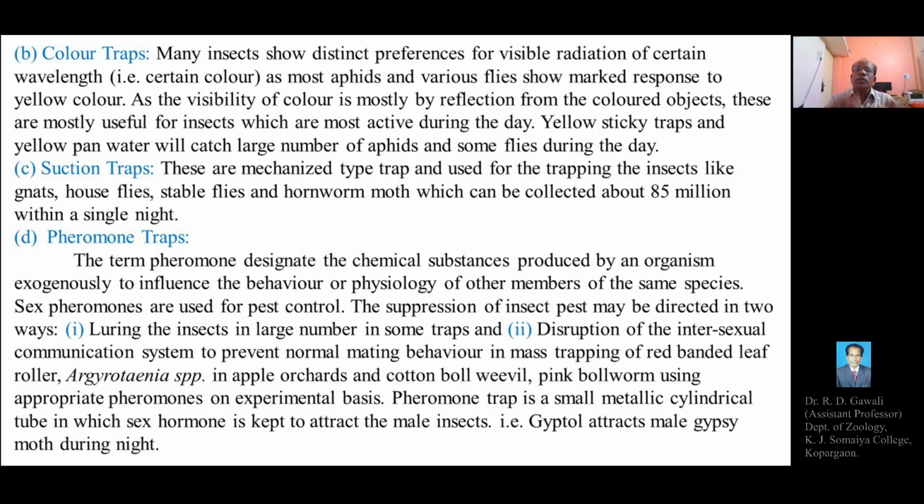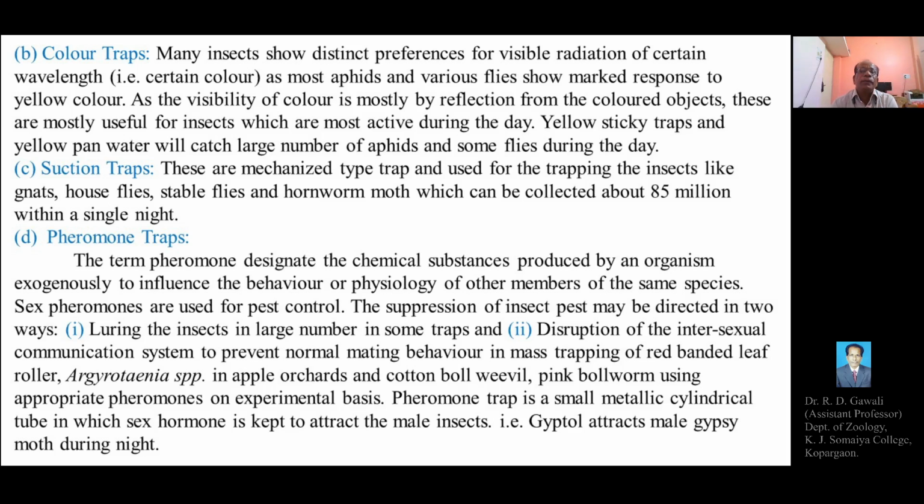So this is a simple yellow colored paper which can be hung in the crop field. This will attract insect pests like aphids and flies towards these yellow colored papers which are smeared with oil. So that can serve as a color trap. That is a sticky paper, simply a sticky paper with a yellow color. Ultimately the light is reflected from the yellow paper, so this can also satisfy the purpose of color traps. So, yellow sticky traps and yellow pan water.